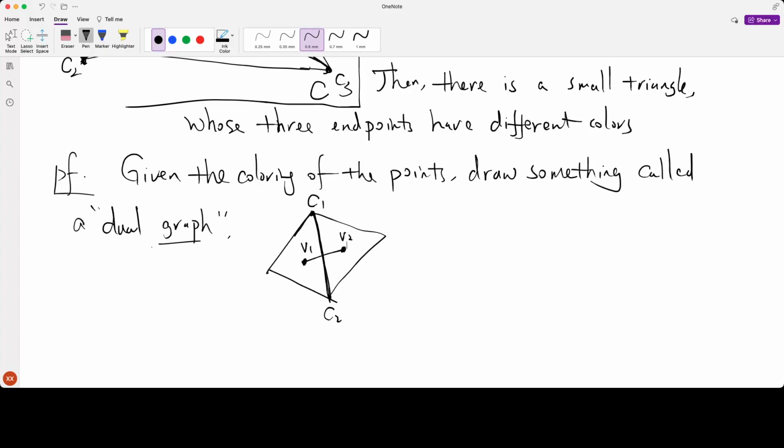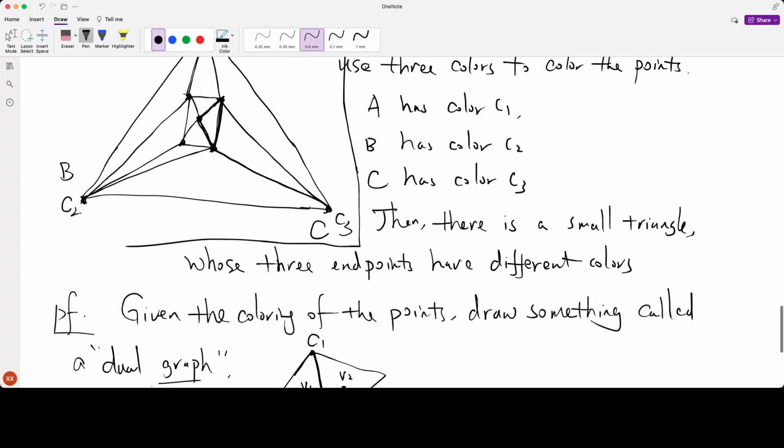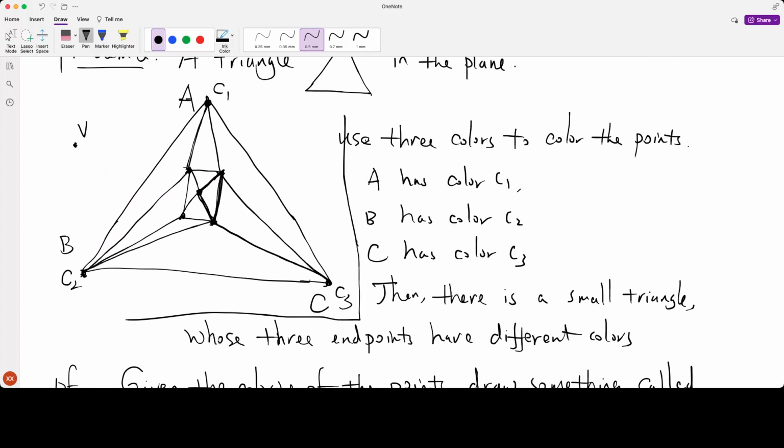Each Vi is just a small triangle. So every small triangle is a vertex of my graph. But there is an extra vertex which I put here. I call V0. It's not a triangle, but the remaining vertices are just all the triangles. For example, here I have V0, V1, V2, V3, V4, V5, V6, V7, V8, V9, V10, V11. In this example, I have 11 vertices.